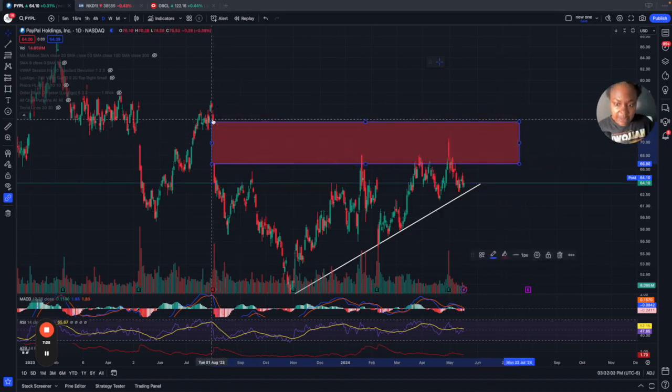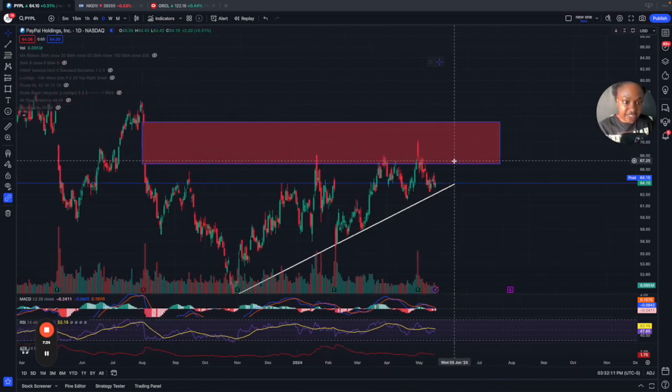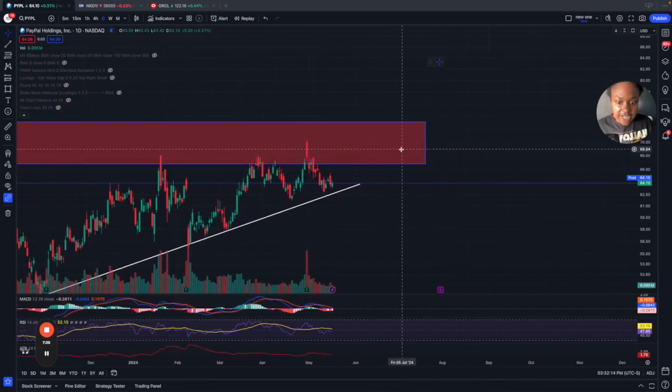Now, this was back in August 2023, and look how PayPal has respected that level since. Look right here. You see how the volume was increasing as price was moving up? But then when price came down, look how low the volume is. This is a low volume pullback. They're just accumulating price right here on this zone.